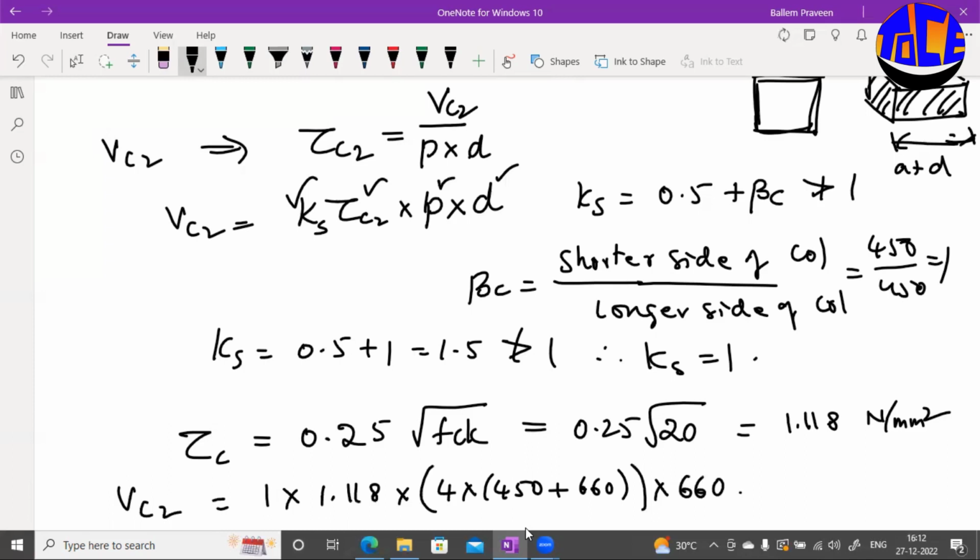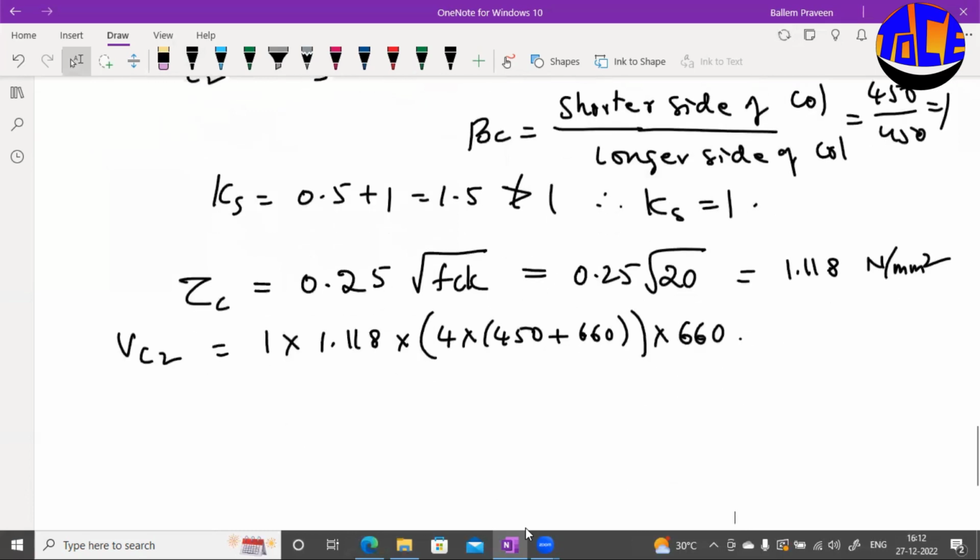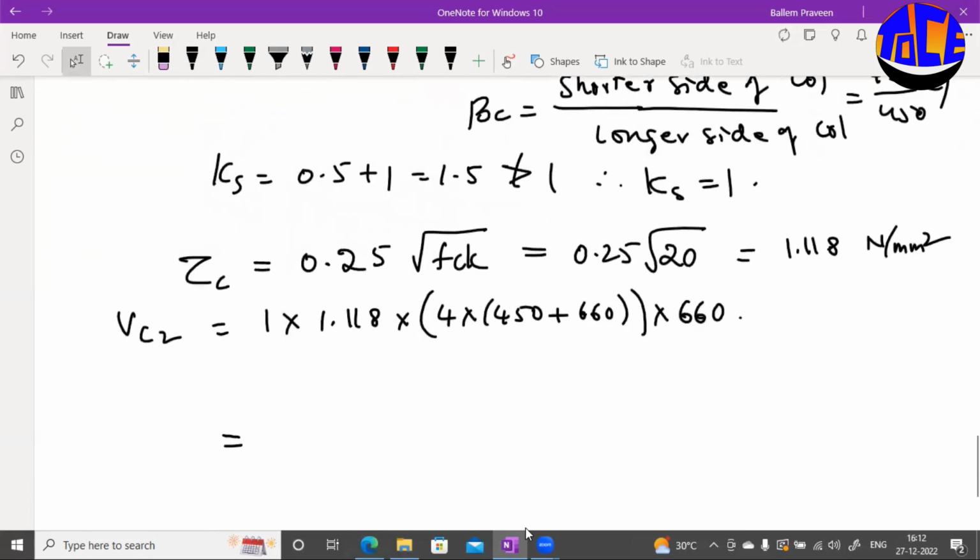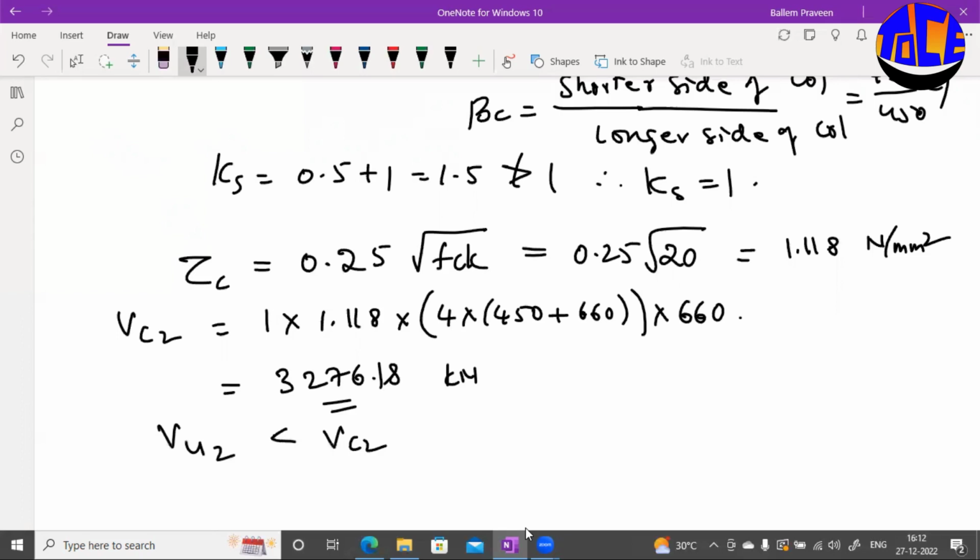Okay, so we have substituted all the values, and if you calculate this, it will come to around 3276.818 kilonewtons. Here the VU2 that you have calculated is less than VC2, right? What is the VU2 value? It is 2975, so it is less than 3276. Therefore, whatever effective depth you have provided is okay.